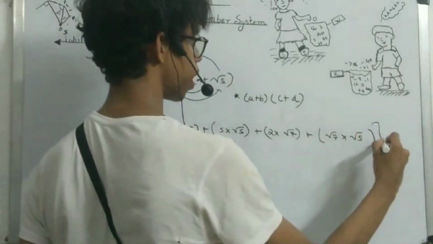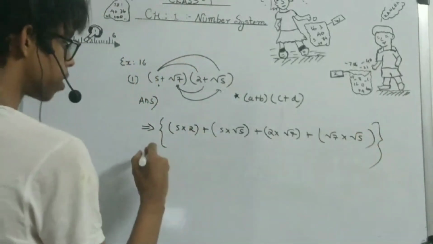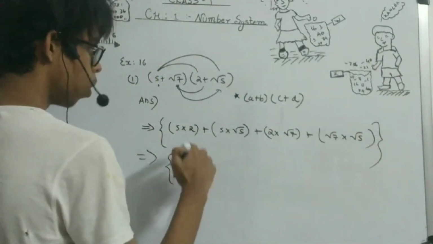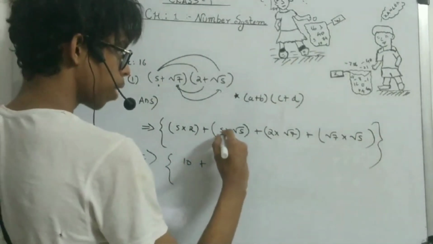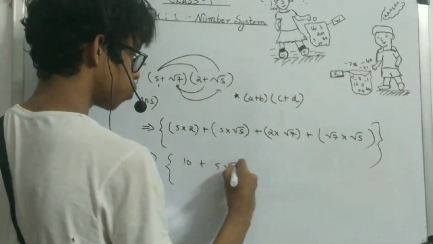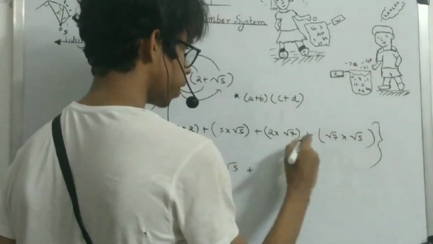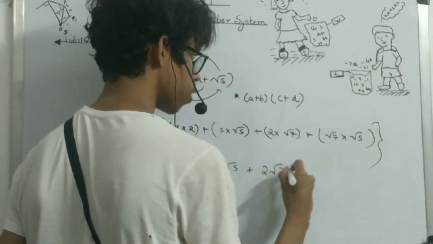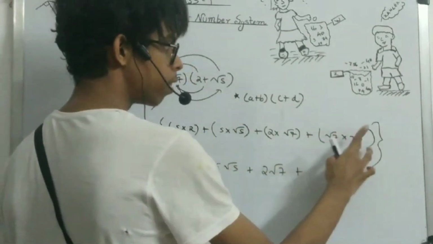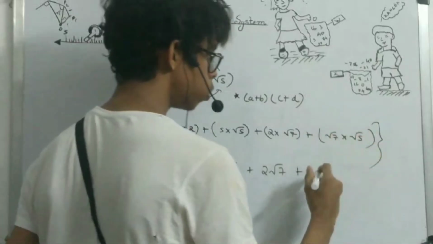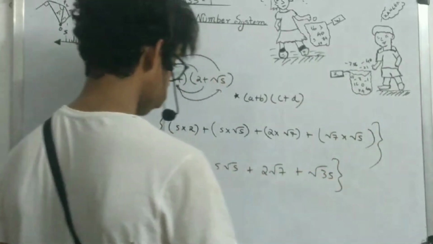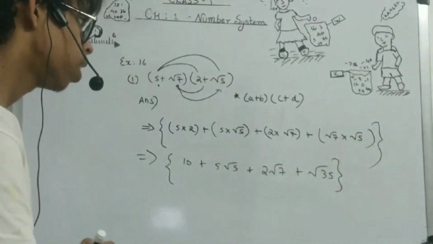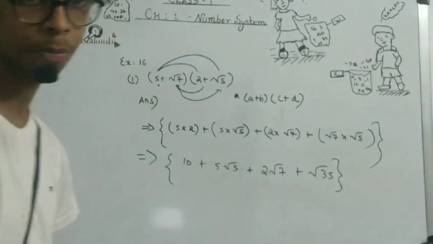Now it is very easy for us to simplify this. 5 into 2 we will get as 10, plus 5 into root 5 which is 5 root 5, plus 2 into root 7 it is 2 root 7, plus root of A into root of B is equal to root of A into B. So we can write this as root of 35. So this is your final answer.